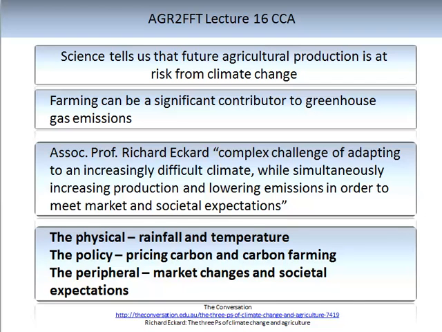Farming may also be a significant contributor to greenhouse gas emissions. This is not all aspects of farming, just certain components of farming.